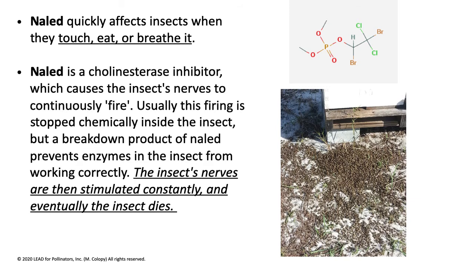Naled causes the insect's nerves to continuously fire. Usually this firing is stopped chemically inside the insect, but a breakdown product of Naled prevents enzymes in the insect from working correctly. The insect's nerves are then stimulated constantly, and the insect spasms itself to death.